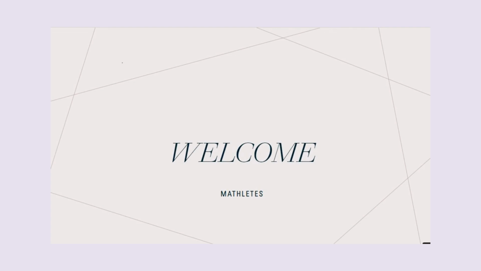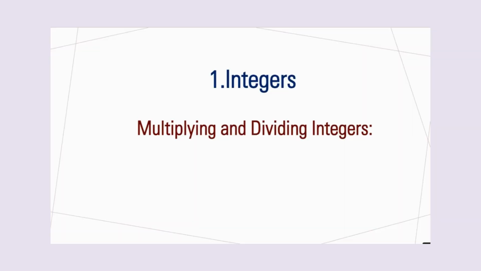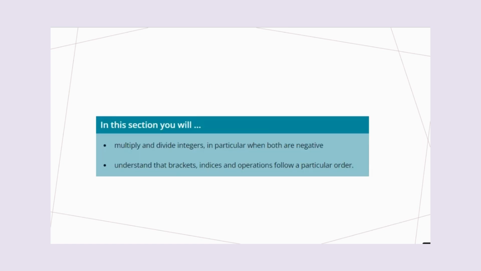Today's topic we are going to discuss in integers is multiplying and dividing integers. In this topic we will learn how to multiply and divide integers, in particular when both are negative. And you will understand that brackets, indices, and operations follow a particular order.